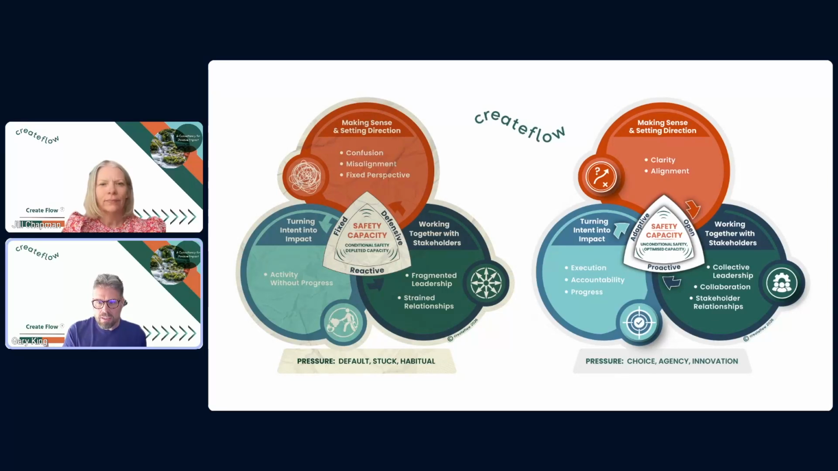So when we look at this model here at the moment, the right-hand Create Flow model, this is optimized because the shield is able to withstand the pressure so that we can operate from choice, agency, and innovation. If you look at the line underneath the model there, that's how we're able to respond to pressure.